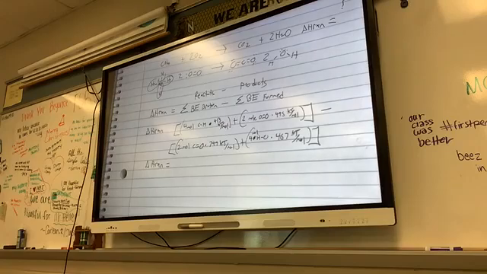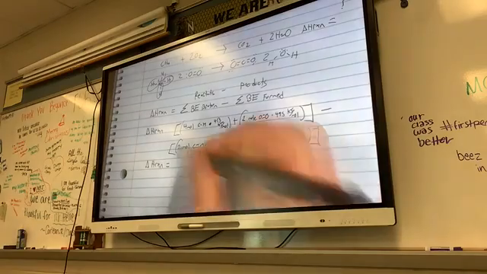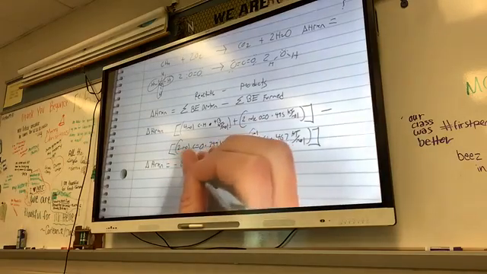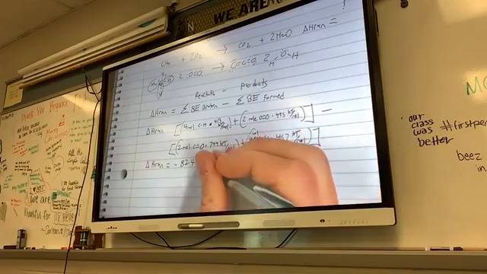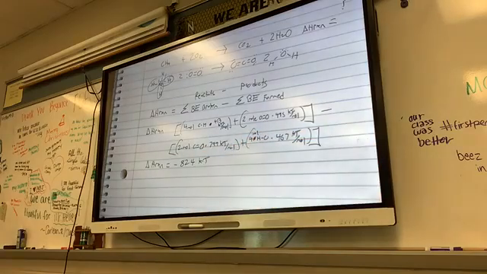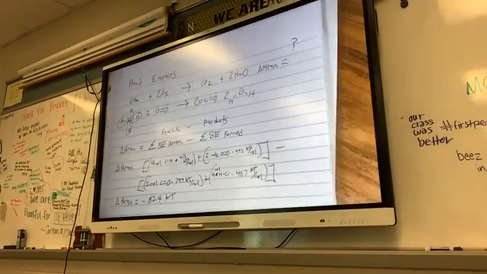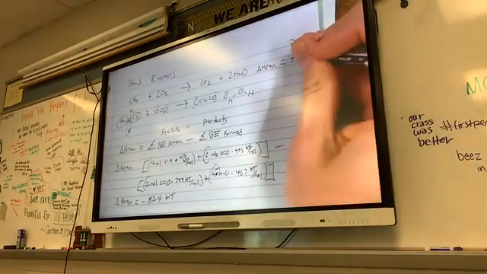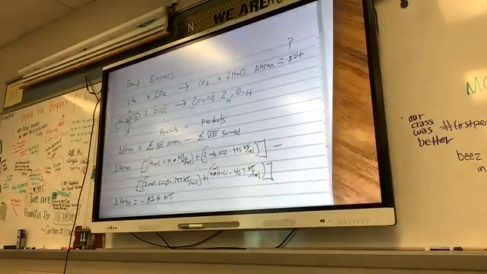Negative 824. Do we have a confirmation? I did not get that, so hopefully you guys. Do we have a second? Yeah, it should be negative 824 kilojoules. So what's my delta H reaction? Negative 824. Negative 824.